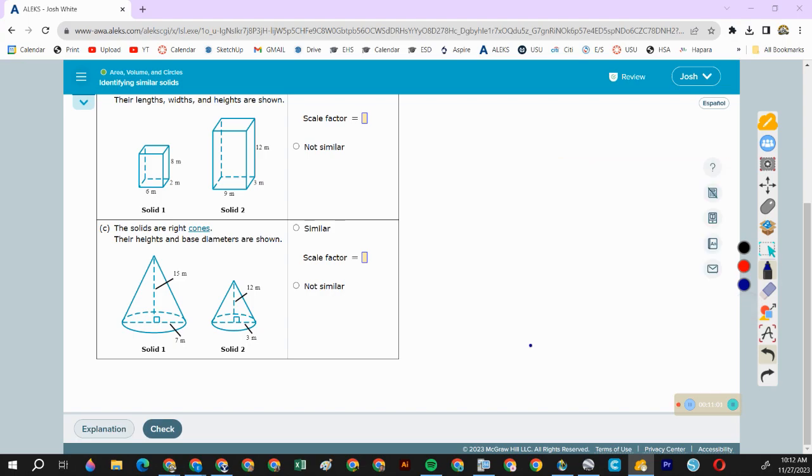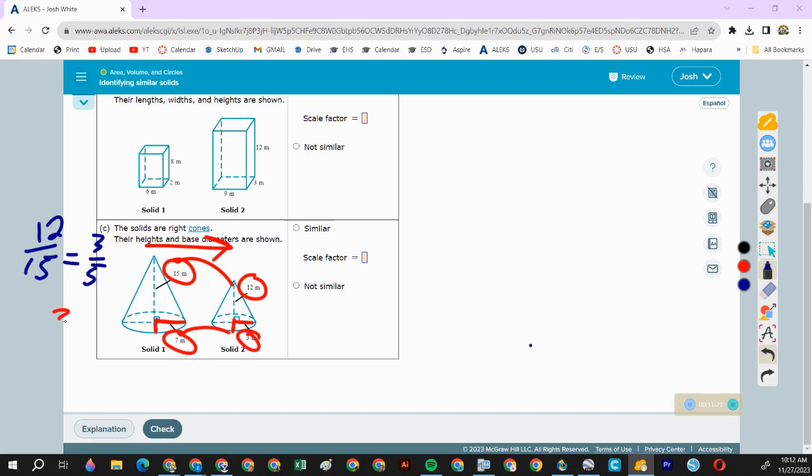Okay. So if we go in this direction, we're going to divide 12 over 15. So 12 over 15 equals 3/5. And this is 7, and this is 3. So 3 divided by 7 is not equal to 3/5. So those are not similar.